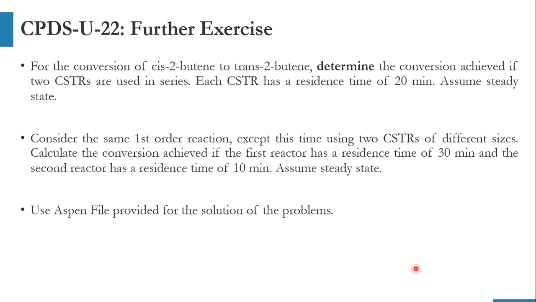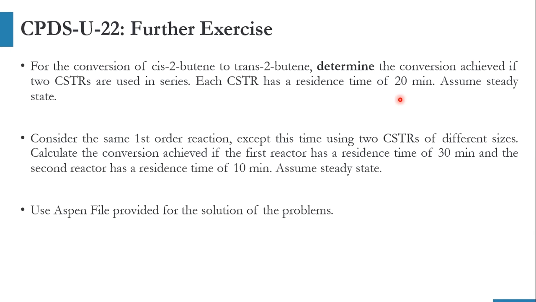So we will be using the same exercise, and which exercise it is, for the conversion of cis-2-butene to trans-2-butene. And we will determine the conversion achieved if two CSTRs are used in series. Each CSTR has a residence time of 20 minutes. Now this is the target, that the residence time should be 20 minutes.